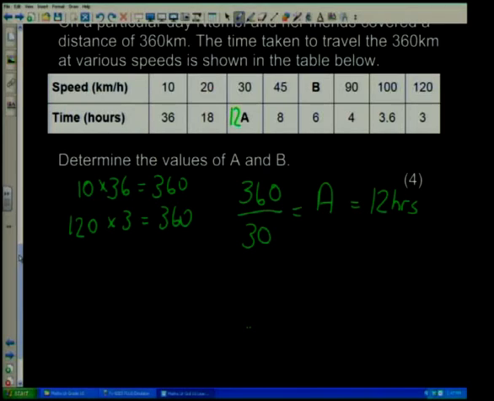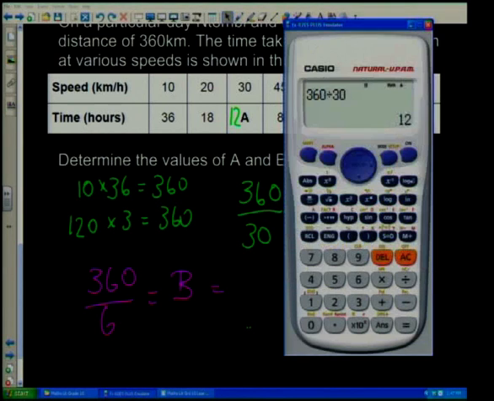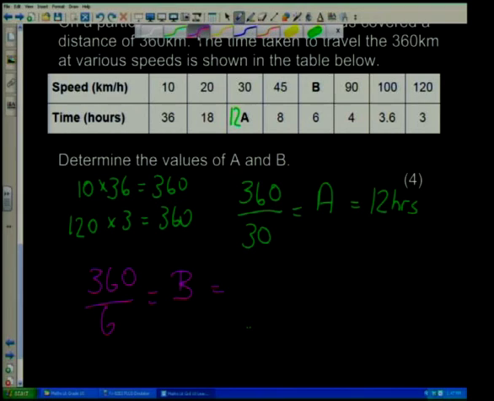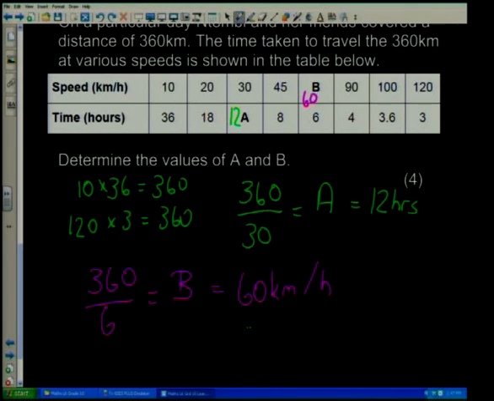Let's do B. For B, we can do the same calculation. Let's change color. We've got 360 divided by 6 is going to equal B. And what does our B equal? Let's do the calculator. 360 divided by 6, and we get 60. So B is 60, and this is now in kilometers per hour. So don't forget your units. Am I expecting this? I'm expecting a number between 45 and 90, so that's perfect. 60 seems like a good answer.